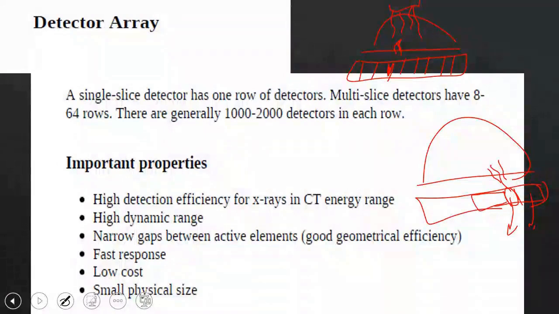I need the element size to be small first so that I can get more resolution. As I mentioned, I divide the detector into rows or sections, with each row containing about 200 or 2,000 detectors, of course, depending on the manufacturers and the machine.